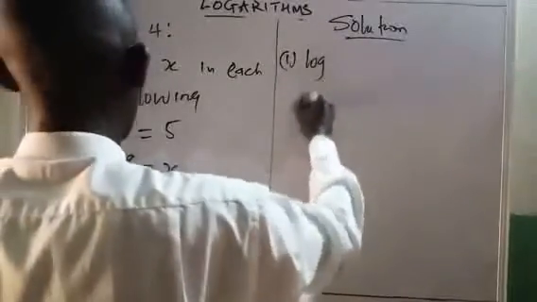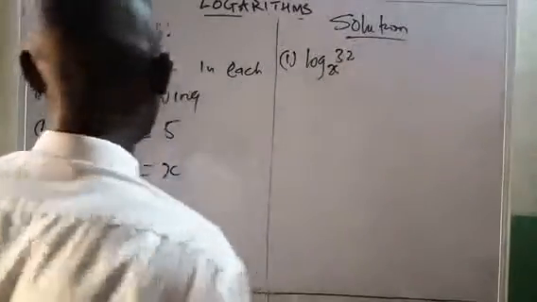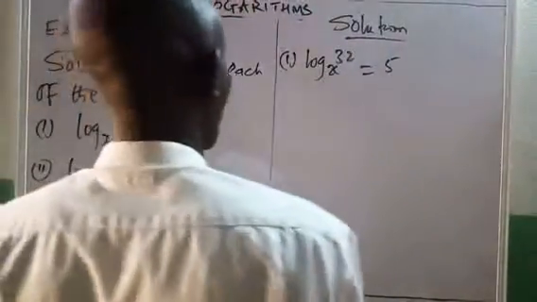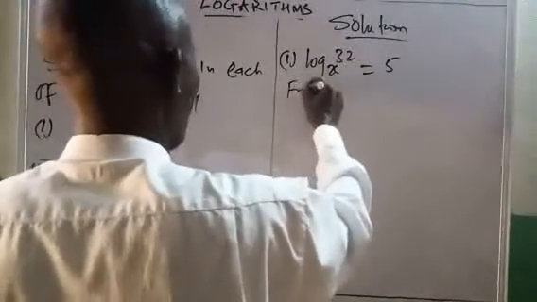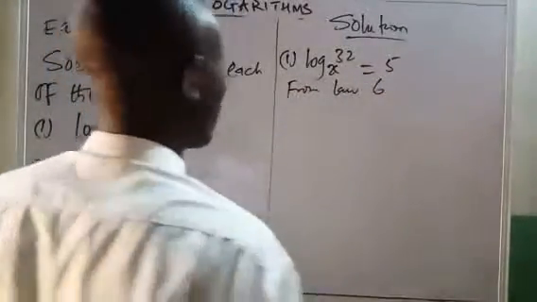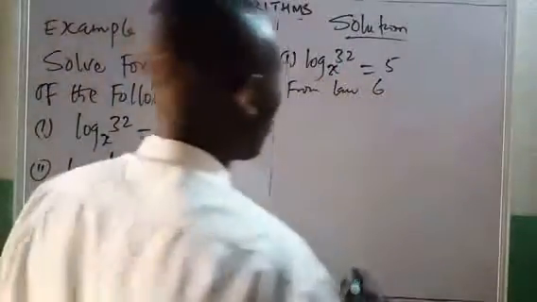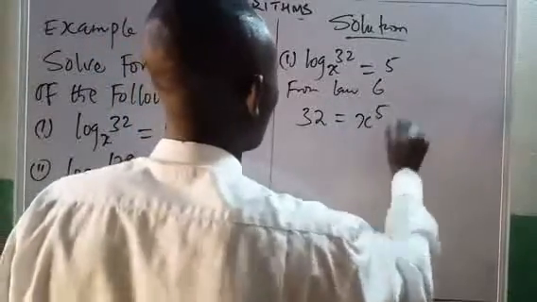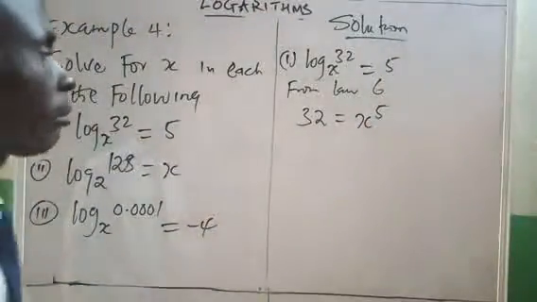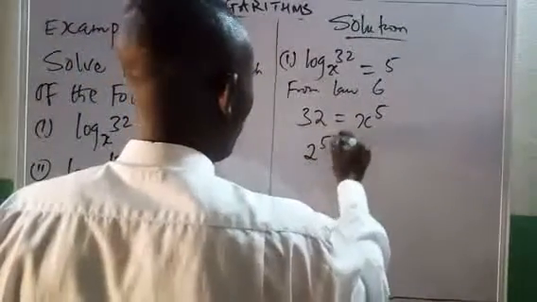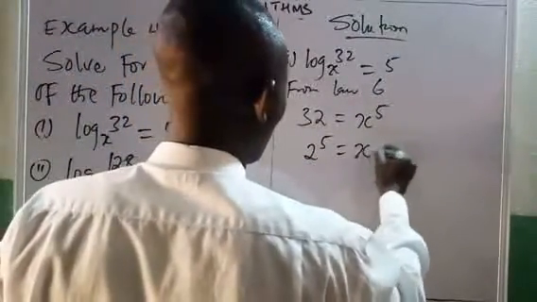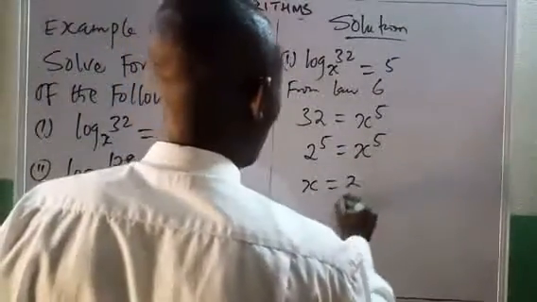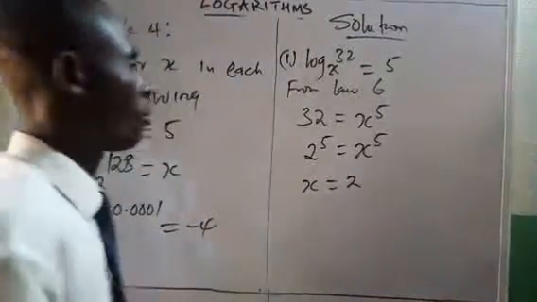Number 1, you have log 32 to base x is equal to 5. So if you recall log 6, you can go back and view that law again. We have 32 is x raised to the power of 5. 32 is 2 raised to the power of 5. That will be equal to x raised to the power of 5. So the powers are the same. Hence, x is equal to what? 2. x is equal to 2.